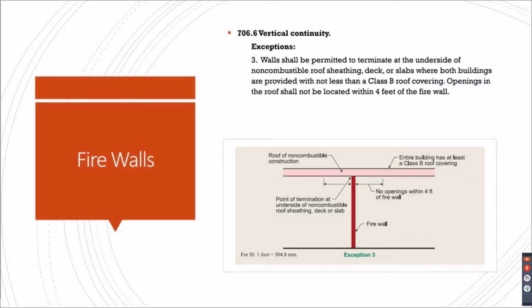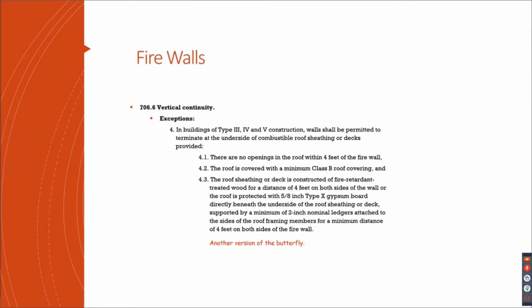And then exception 3 with its visual is when, so instead of extending 30 inches up, walls shall be permitted to terminate at the underside of non-combustible. Make sure you're reading these clearly, which exception goes with what. Stepped roofs, 2 hour walls. This one's for non-combustible roof sheeting, deck, or slabs where both buildings are provided with not less than a Class B roof covering. Openings in the roof shall not be located within 4 feet of the firewall. That was an easy one.